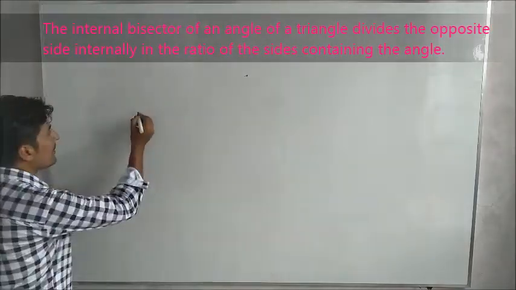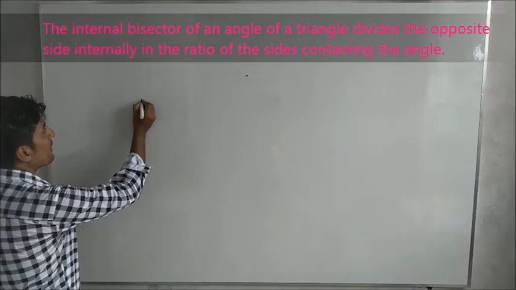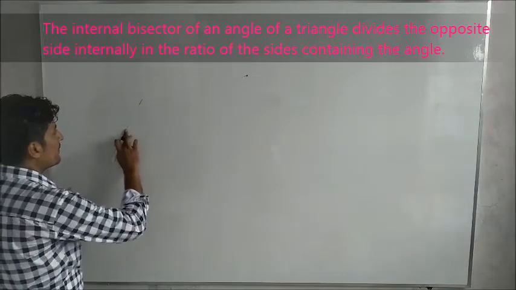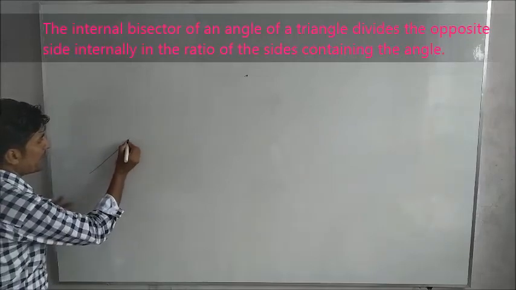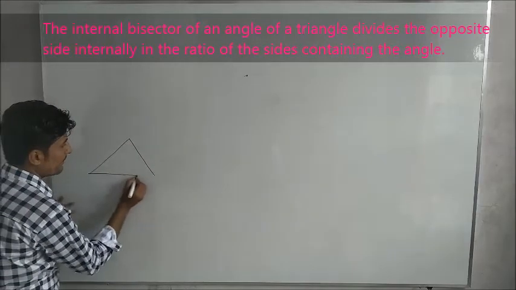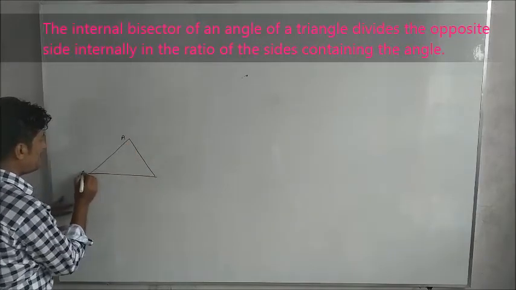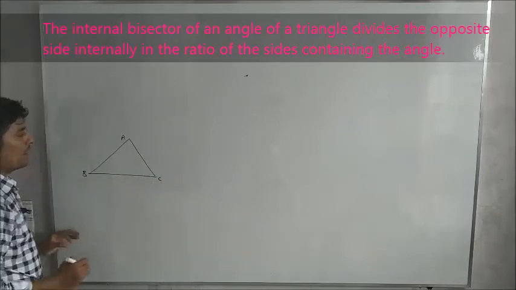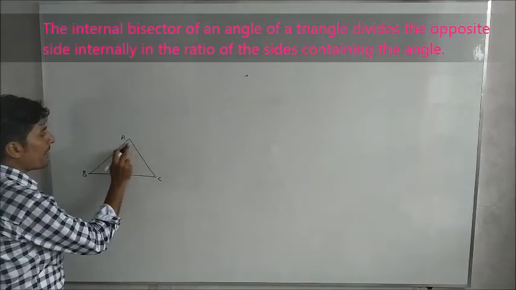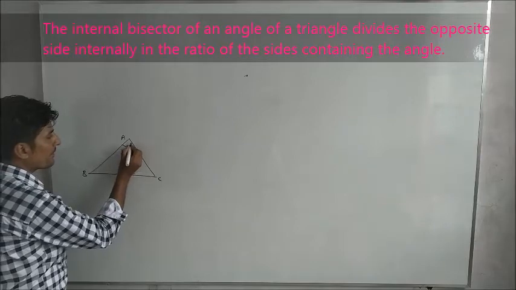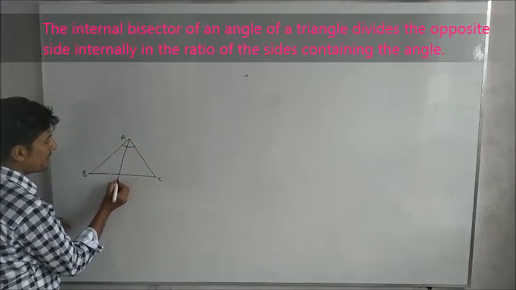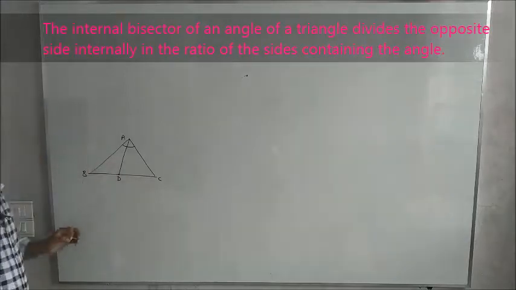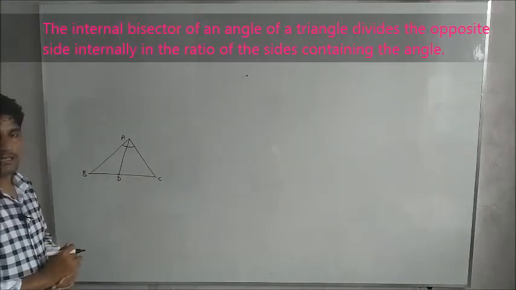Let us see. Suppose we are having a triangle ABC, and suppose we are going to bisect angle A. AD is the bisector of angle A.